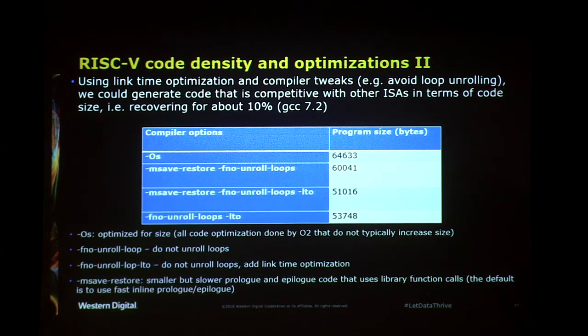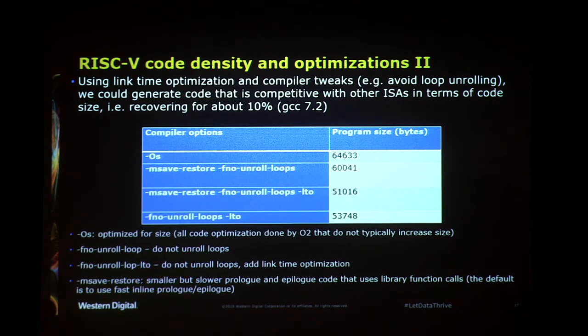And this is a quick summary. This actually uses our example firmware code, the production code that's supposed to run on this core, with different optimizations. With -Os, which is optimized for size, we are at 64 kilobytes. With options that do not unroll loops, we get about 60 kilobytes. If we add LTO, which is link time optimization, we go to about 51 kilobytes. And at that point, we reach something that looks like parity with commercial implementations.